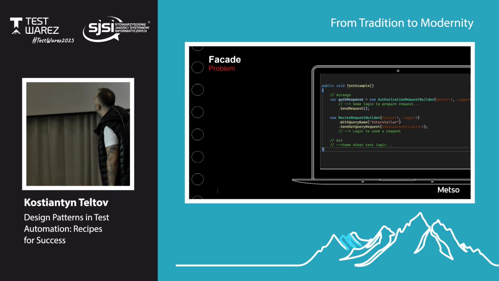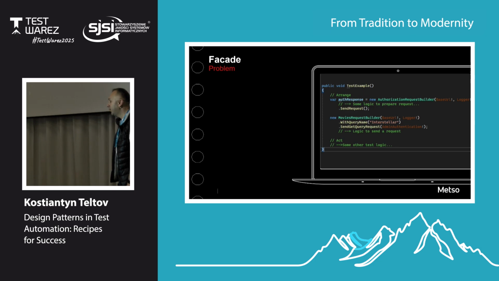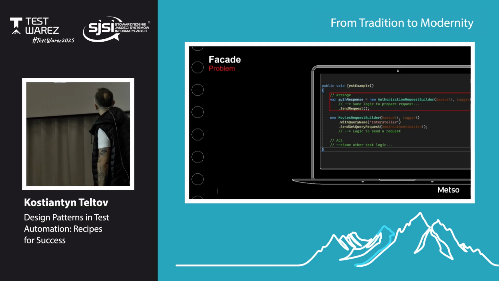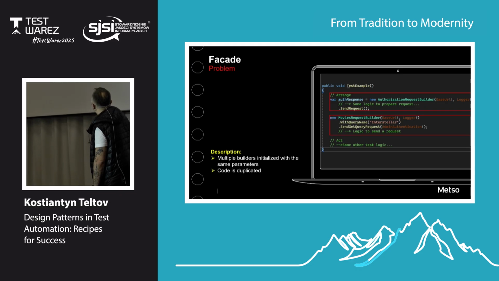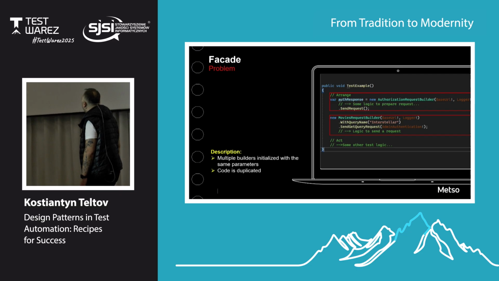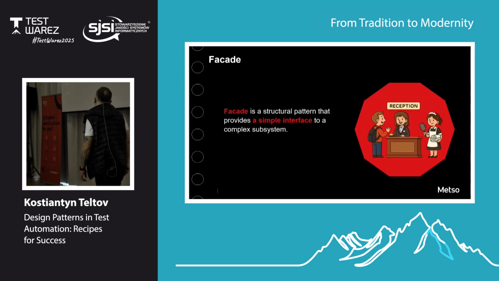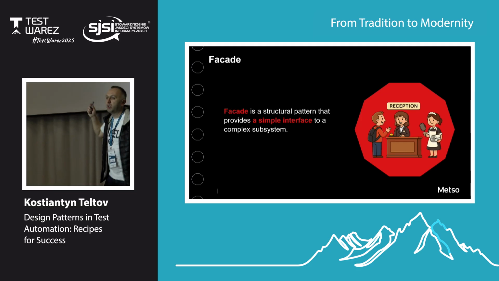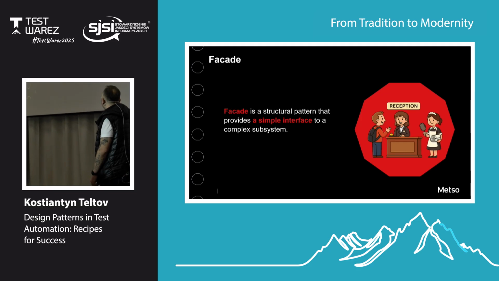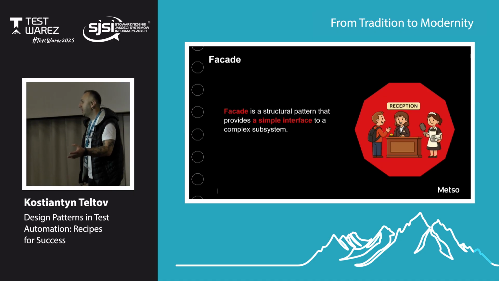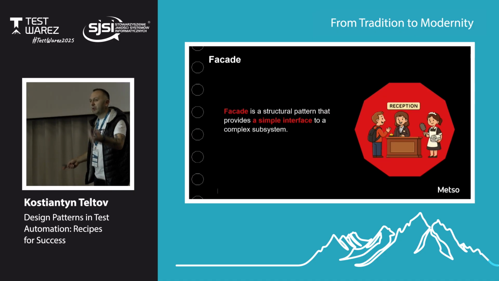Okay, also one of my favorite design patterns called facade. So what is the problem here? We have multiple builders, but they initialize with the same parameters and it might duplicate the code. And in order to avoid it, we can use this facade design pattern. It's some kind of reception. So you can come to reception and ask, I want to go to the bus, I want to go to the restaurant.